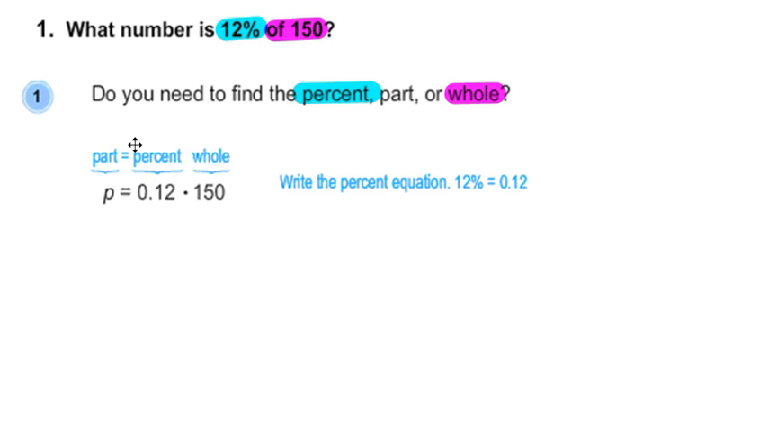So we're going to set up our equation, part equals percent times whole, and substitute our numbers. We don't know the part, so we're going to call it P. Our percent, we changed from a percent to a decimal, so 0.12, and our whole is 150. Now we're going to multiply, and 0.12 times 150 is 18. So we know that 18 is 12% of 150.